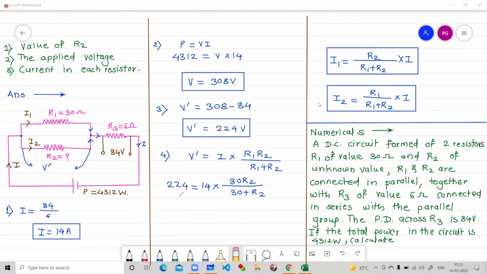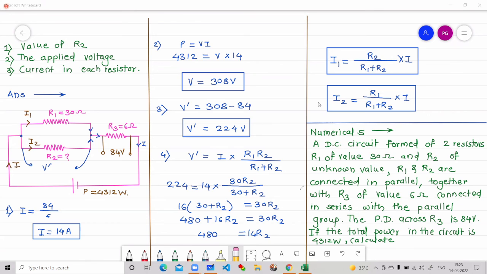तो इससे पहले तो divide कर लेते हैं. V is equal to IR. So how much is it coming? 224 by 14, I think 16. Correct, 16. 16 into this 30 plus R2 is equal to 30 R2. So it is going to be 480 plus 16 R2 is equal to 30 R2. So 30 minus 16 का मतलब है 14. 14 R2 is equal to 480.